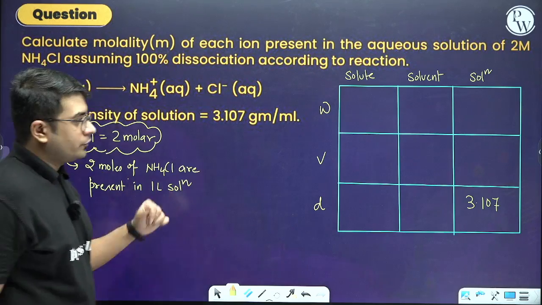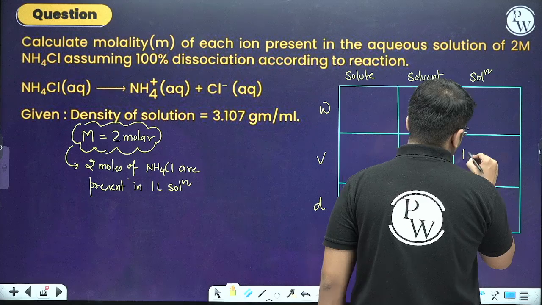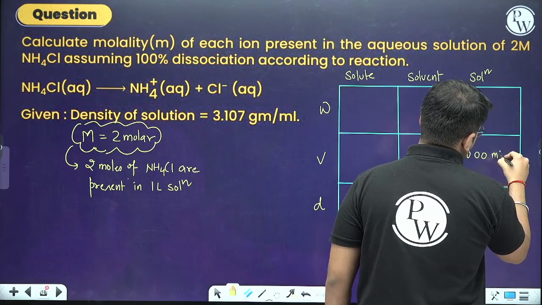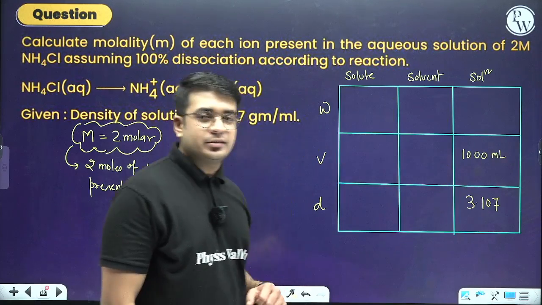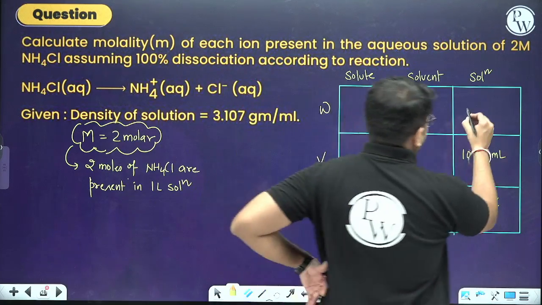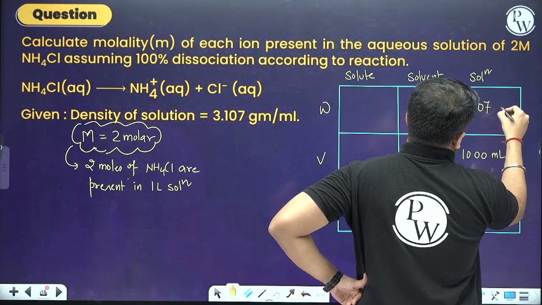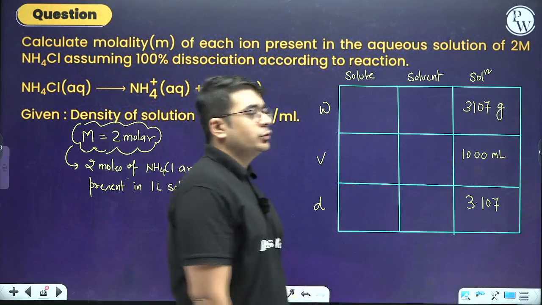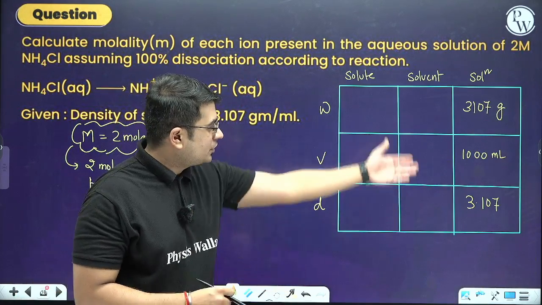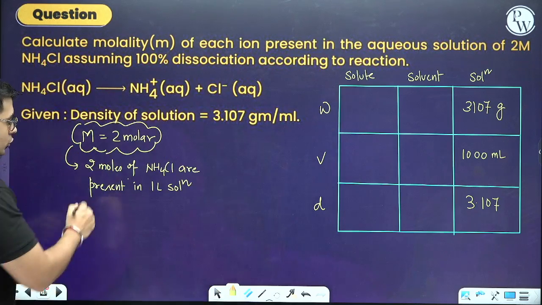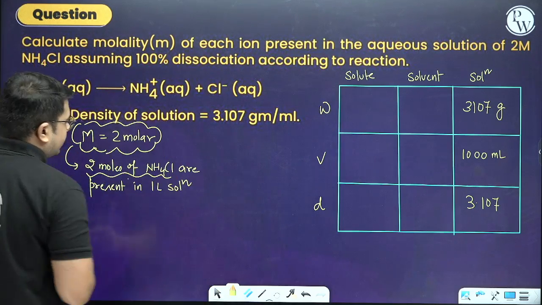So if you have a 1 liter solution, it means this value is 1000 ml. Now what you have to do is 1000 ml multiplied by 3.107, that will be 3107 grams of solution. Density formula, density is equal to mass per unit volume. So this part is already known to us. Now from these 2 moles of NH4Cl, can we calculate the next information?